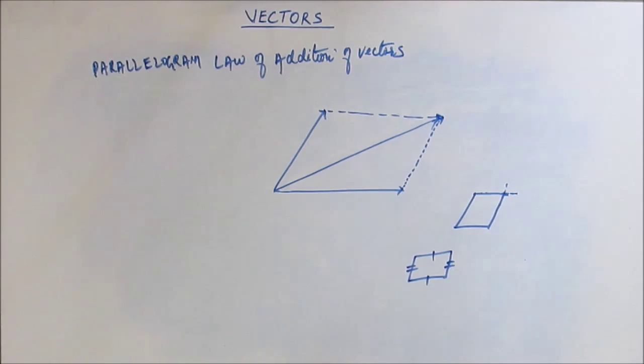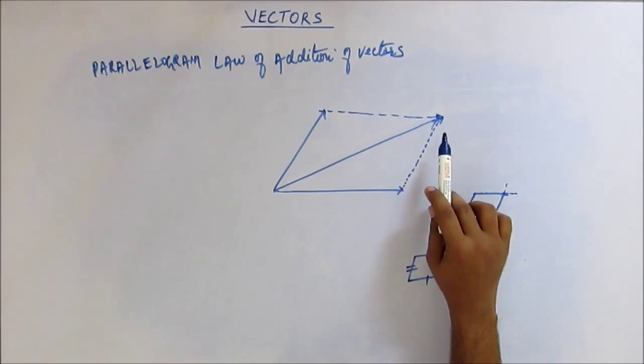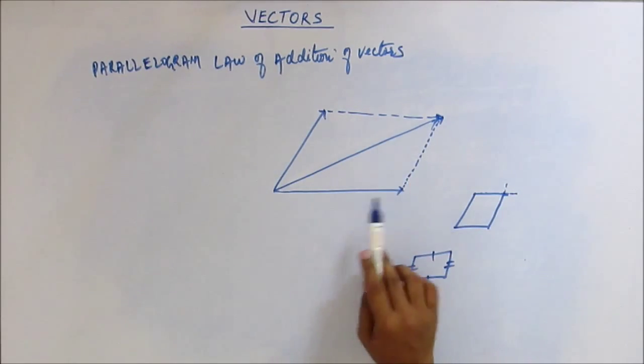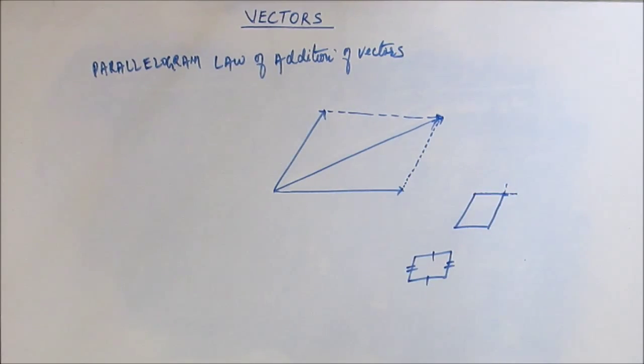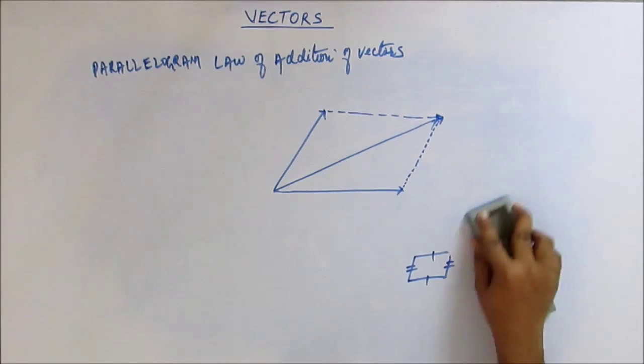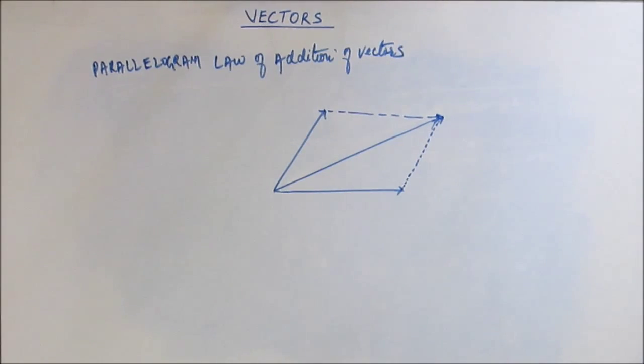It's basically the same thing. Either you shift it, make a triangle, or you don't shift it, make a parallelogram, and then join the diagonal. It's exactly the same thing. It's just two ways of looking at the same thing.